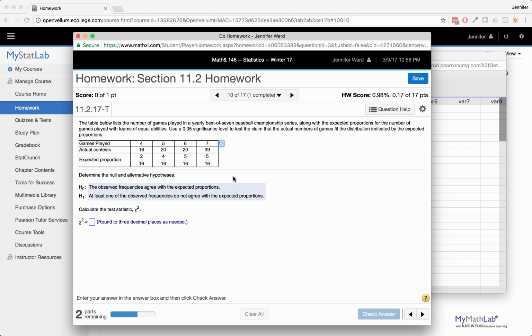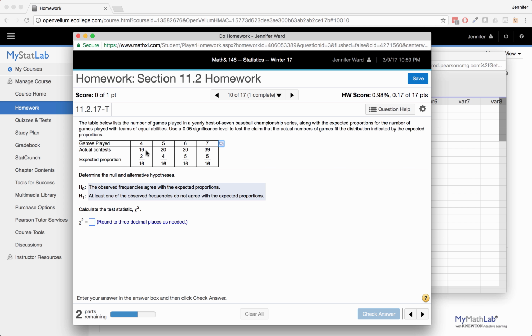So the null hypothesis for these goodness of fit tests is always the observed frequencies agree with the expected proportions. So what we thought would happen and what actually happened are in agreement. And then the alternative is at least one of the observed frequencies does not agree with the expected proportions. So what this means is that if any one of these observed frequencies is wildly different than what you expected with the proportion, it's actually going to throw off everything else.